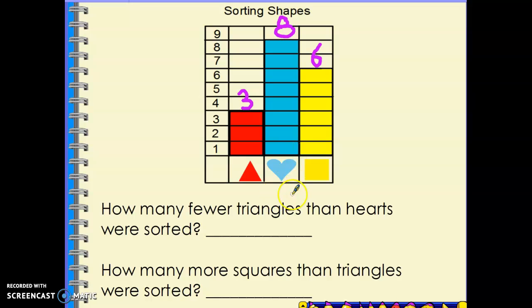Look at the hearts and the triangles. So we're looking at hearts and triangles. Okay? So here we have 1 heart, 1 triangle, 2 hearts, 2 triangles, 3 hearts, 3 triangles. We'll have 3 triangles, and then we have 1, 2, 3, 4, 5. We have 5 extra hearts. Okay, so there are 5 fewer triangles than hearts.